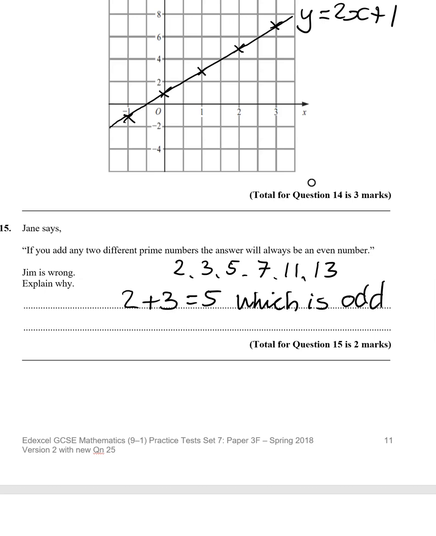So basically, Jim has not included the only even prime number, which is 2. Right, that should get you enough marks. And the counter example actually is fine. So any 2 plus any of those numbers would be fine.